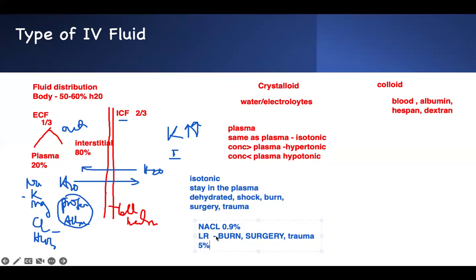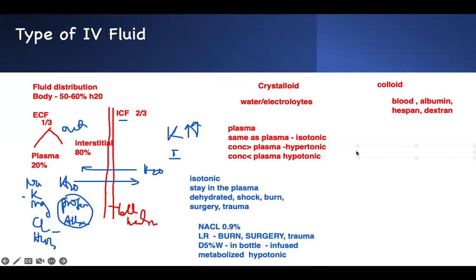D5W. So D5. This in a bottle, that means sitting down in the bottle, is isotonic. But when you infuse it, it gets metabolized and it becomes hypotonic. So watch for that question. That D5W in the bottle without infusion, sitting there, is an isotonic fluid. But when you give it to somebody, it gets metabolized and it becomes hypotonic. So these are the common isotonic fluids they may ask you.